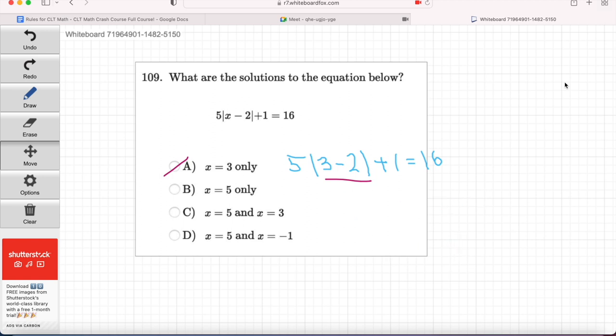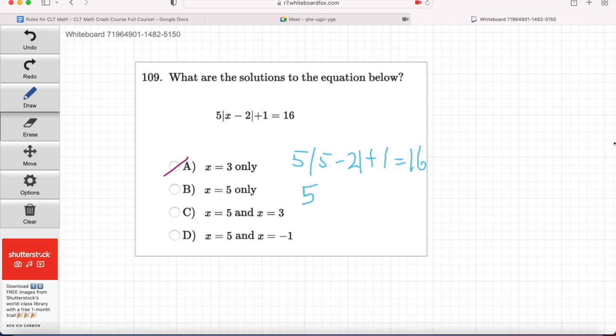Okay, great. Let's plug in a 5 from answer choice B. All right, you've got to simplify this. Start with the absolute value, yeah. Let me see you work it out. Looking good. Excellent.